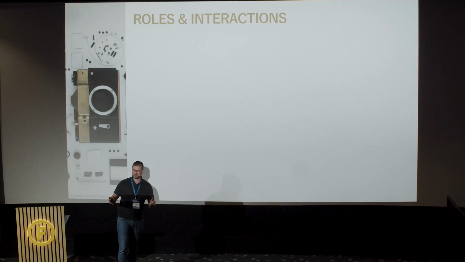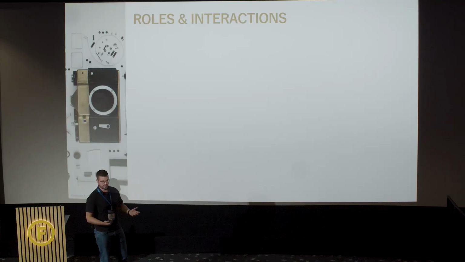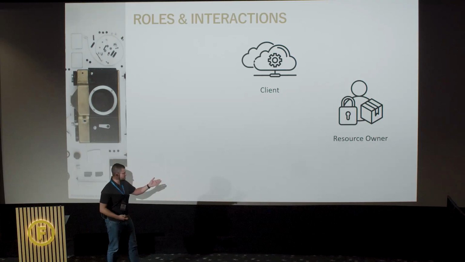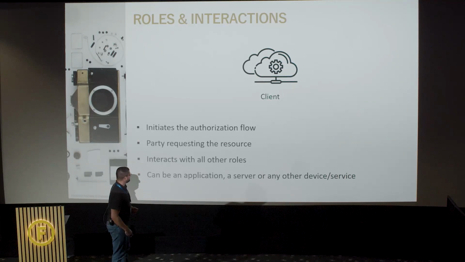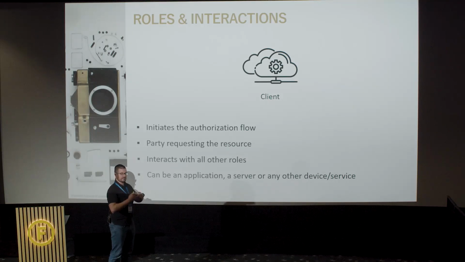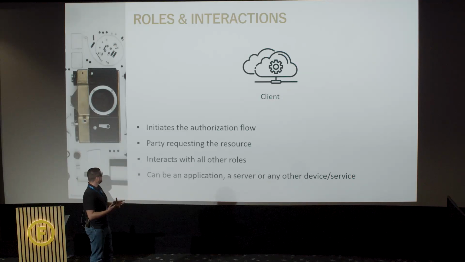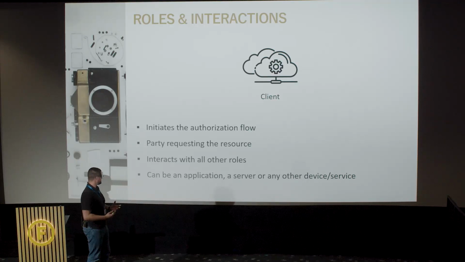So, the roles and interactions. This is in the case of OAuth2, but it also applies to OpenID4VC. We've got a client, the resource owner, the resource server, and the authorization server. What does the client do? The client is the one that initiates the authorization flow. It's the party that's requesting the resource, so it's the one that will want to consume the resource at the end. It's the only one that interacts with all the other roles that I'm going to present later on.